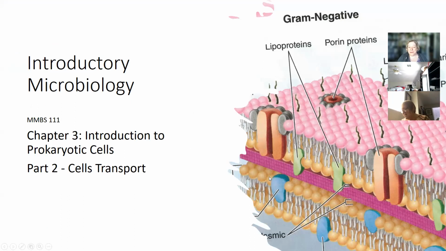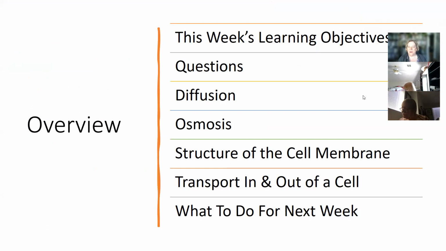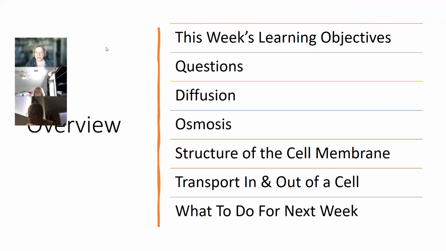All right. So today we're going to continue our discussion of prokaryotic cells, and specifically, we're going to be talking about cell transport today. Here's what we're going to do today. We're going to cover this week's learning objectives. I'm going to open it up to questions. We'll talk about diffusion and osmosis, the structure of the cell membrane, and transport in and out of the cell. And then we will wrap up with what to do for next week.